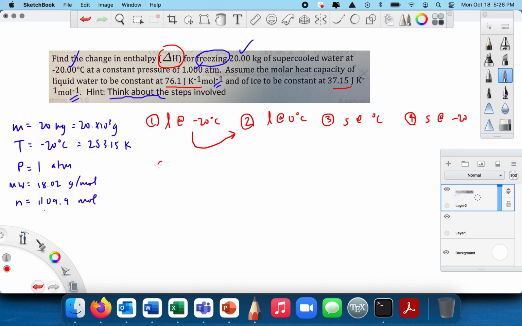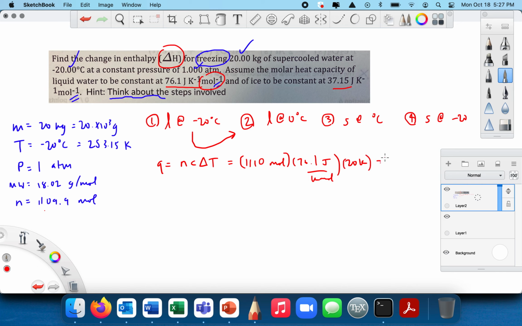And that is going to be Q is equal to MC delta T, right? Except my C is given to me in moles. So I'm going to do NC delta T, because the heat capacity was given to me per mole. You see that, reciprocal moles. So NC delta T is equal to 1110 moles, right? Times, and this is liquid, so liquid water is 76.1 joules per kelvin mole, right? Times change in temperature, which is 20 kelvins.